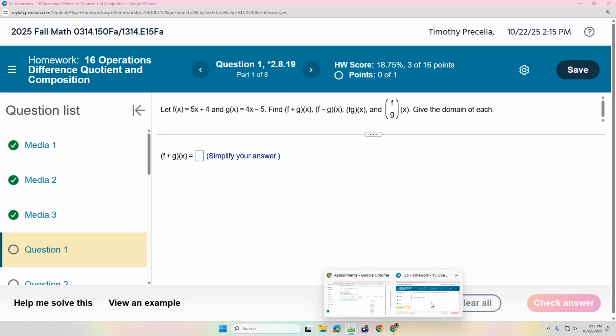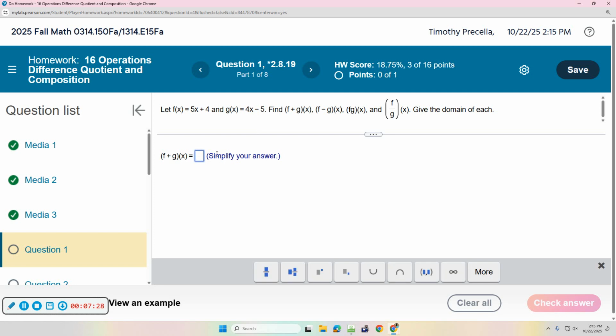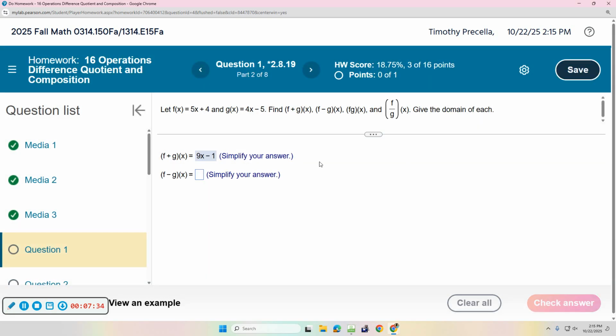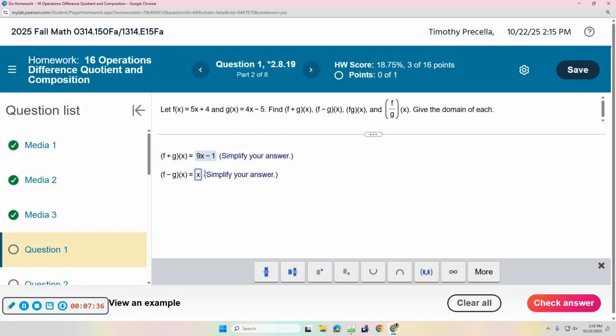You know, let's type those in right now so we don't get timed out. 9x minus 1 and x plus 9.